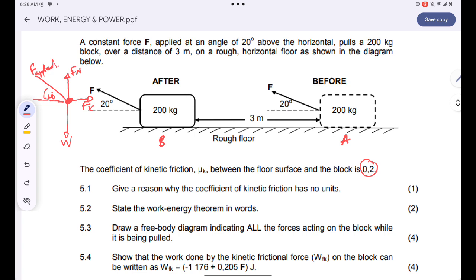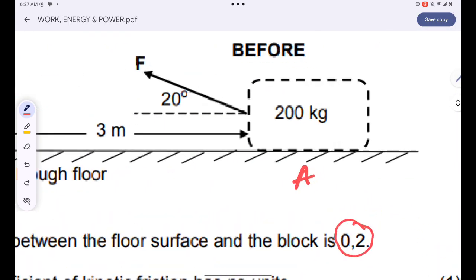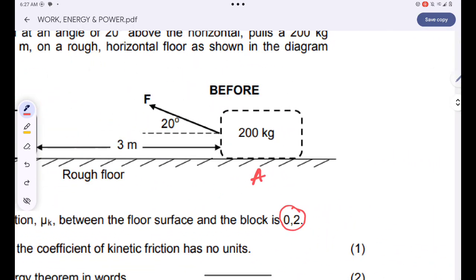Together, you can draw it like this and get your full 4 marks, but I prefer guys for you to use the components of this applied force. Why? Because the force is applied at an angle and the object is not moving at that angle. The object is moving horizontally. So I would prefer you to draw a free body diagram that will have components.